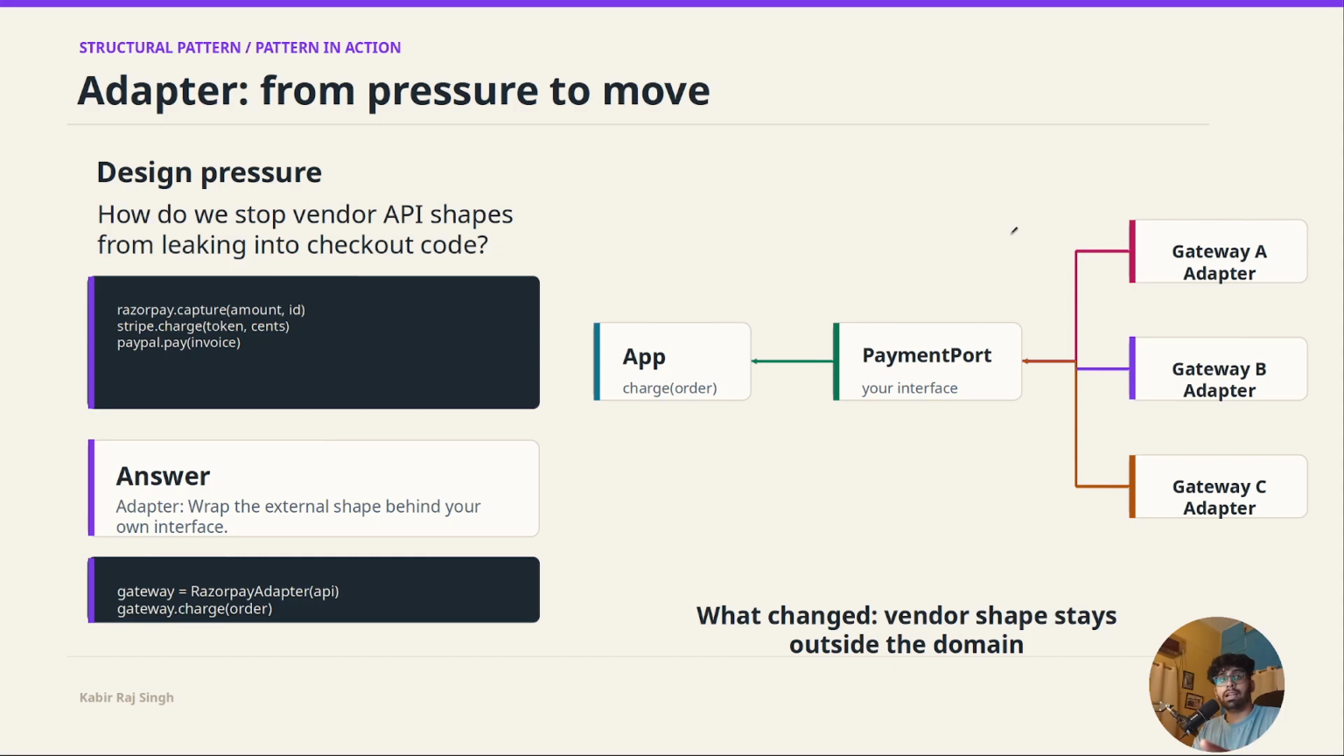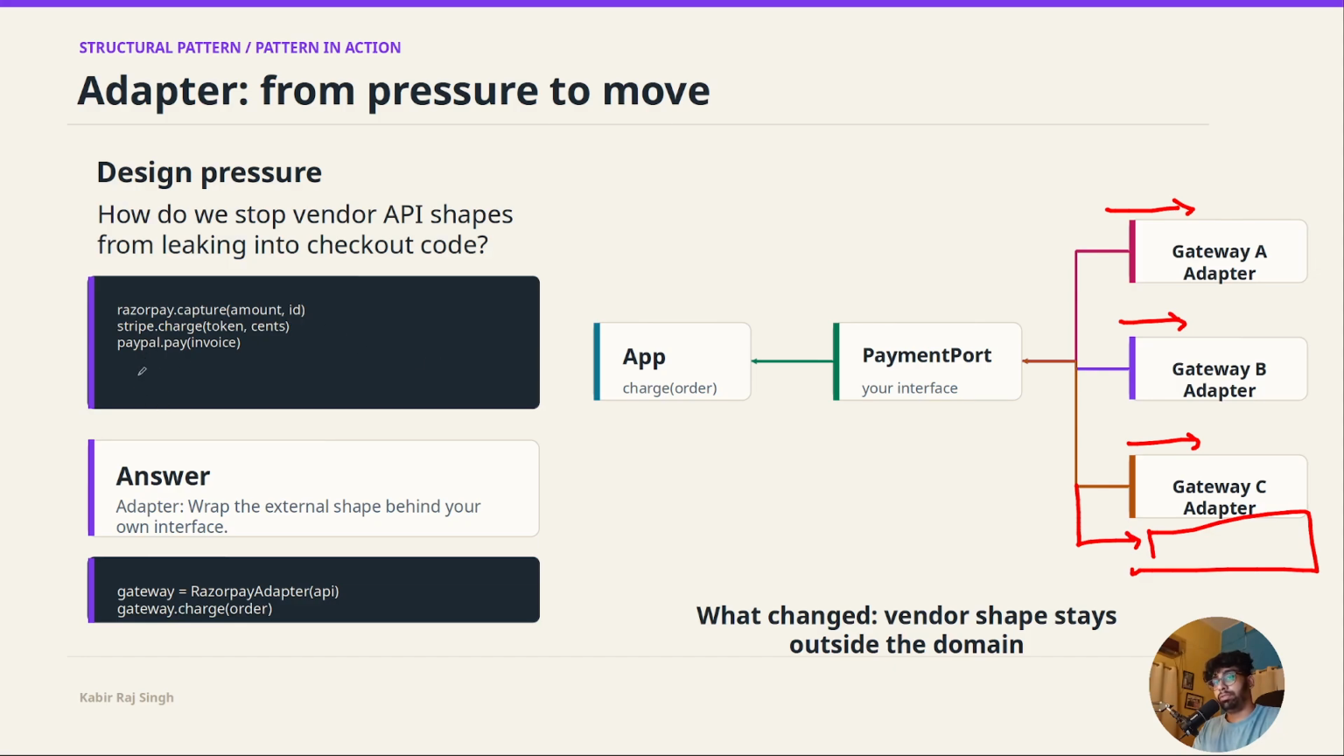So the domain can talk to a payment port with a language like charge order or refund payment. The adapter would then translate it into, for example, Stripe, PayPal, or any other vendor specific API. So this is not just a design pattern move, it is also a maintainability move. It keeps the domain model stable when vendors change. For example, if you want to add a new vendor, you just create another adapter for it, so that it supports that specific payment provider.